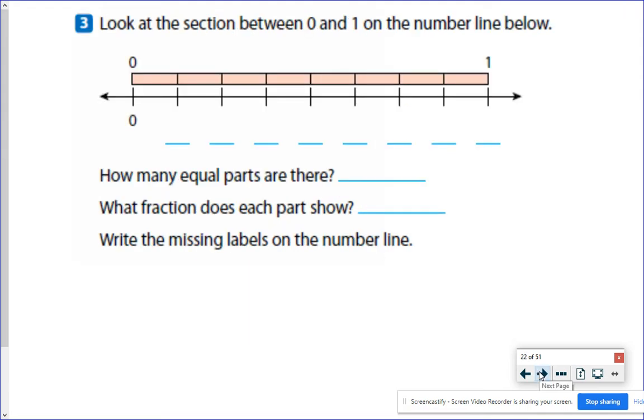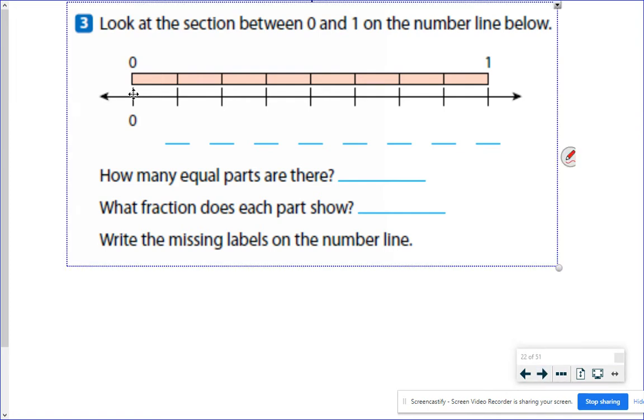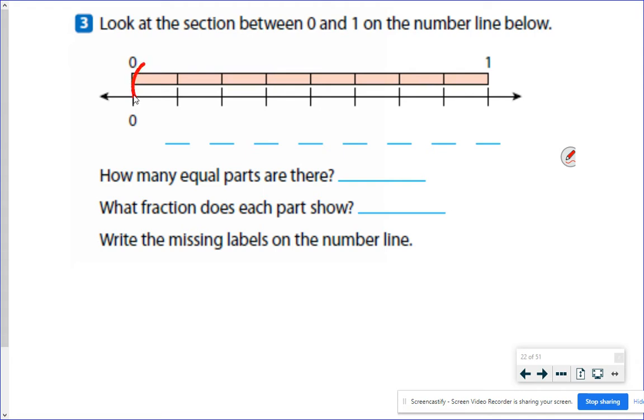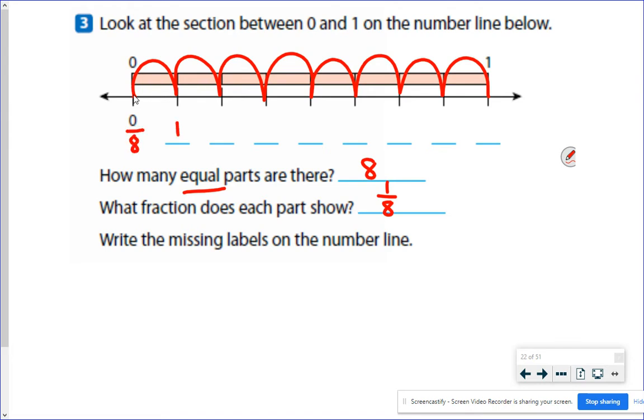Look at the section between 0 and 1 on this number line. We're going to start at 0 again. Y'all can take your air pen like we've been doing and count with me. Make sure I do it right. 1, 2, 3, 4, 5, 6, 7, 8. So that's been broken up into 8 equal parts. And what fraction does each part show or represent? 1/8. And so we can go back and count by 8s. 0/8, 1/8, 2/8, 3/8, 4/8, 5/8, 6/8, 7/8, and 8/8.